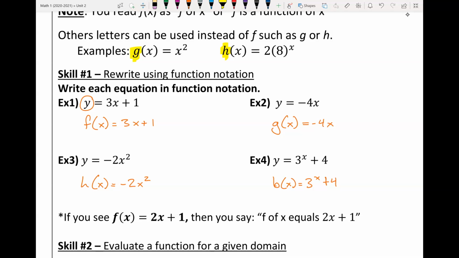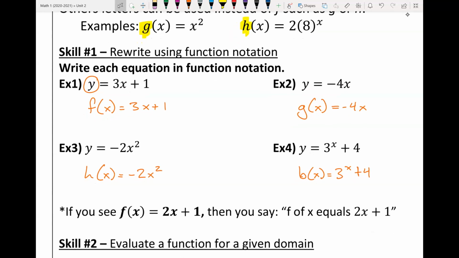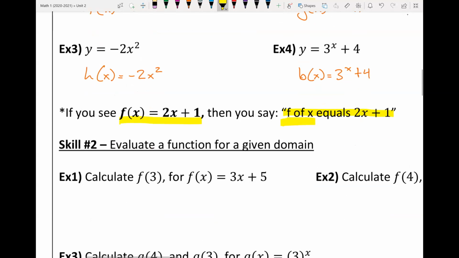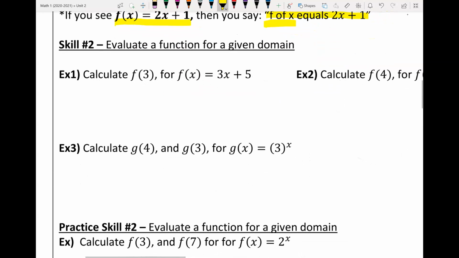All right. And just to make sure that we are clear on how this is said, if you see f of x equals 2x plus 1, that is how you say it. F of x equals 2x plus 1. It is f of x. We want to make sure that we are saying this clearly, f of x, or g of x, or h of x, whatever our function is, that is what our name would be, and it is that name of x. Okay? All right, so let's go ahead and look at our next skill.